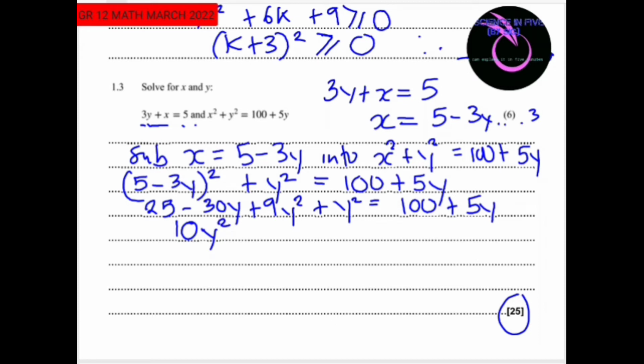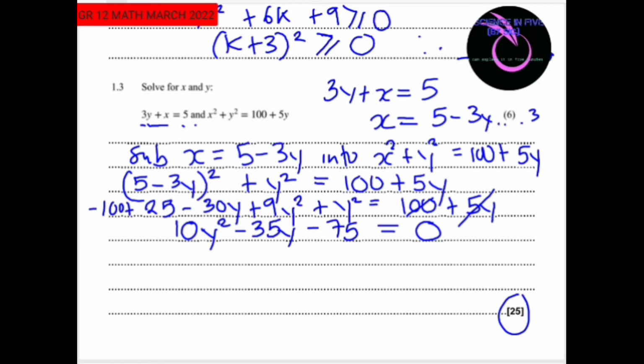I've got negative 30y on the left hand side, but I've got 5y on the right hand side. If I subtract 5y from both sides, I'll end up with negative 35y, but here I've subtracted the 5y, so it goes. Now I'm left here with the 25 and 100. If I subtract 100 from this side, I must subtract 100 from this side as well. So this becomes minus 75 is equal to 0. I need to solve this equation.